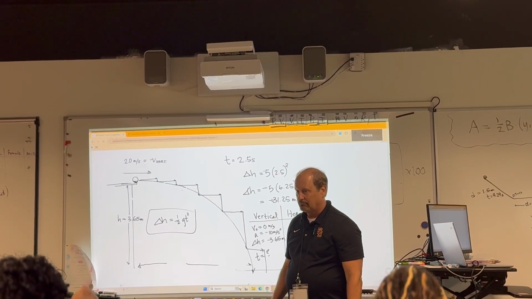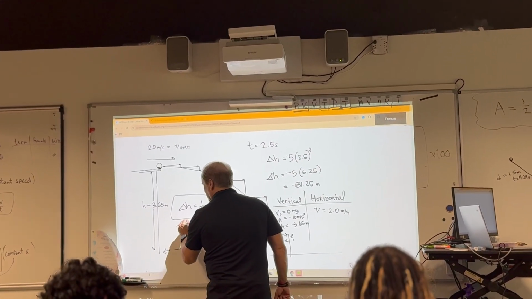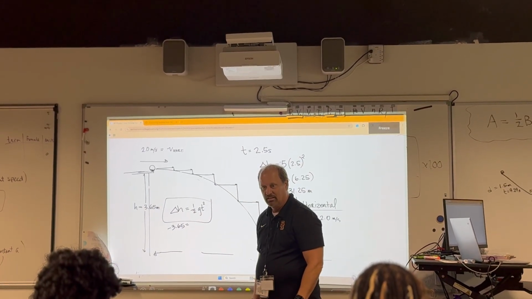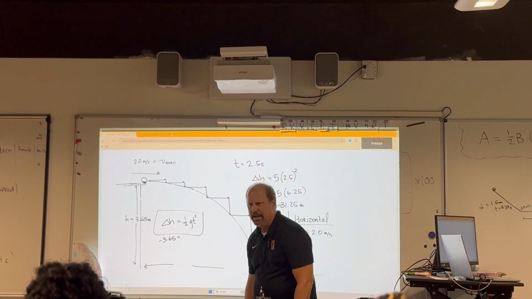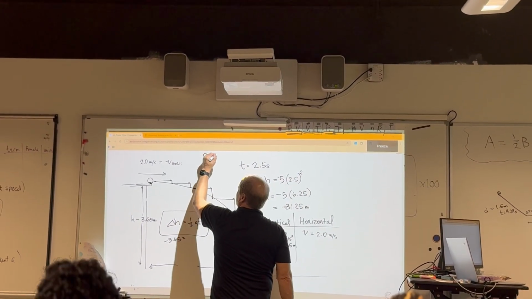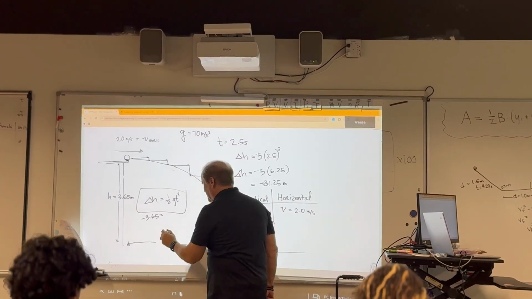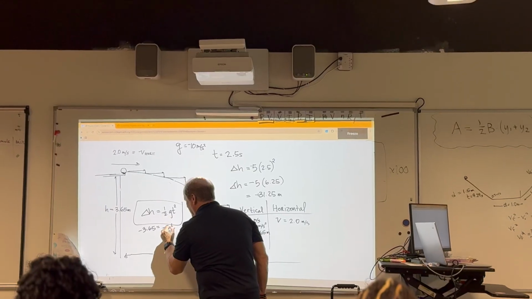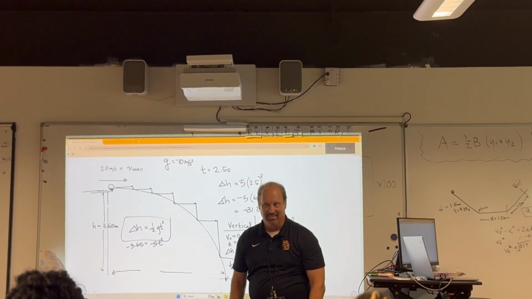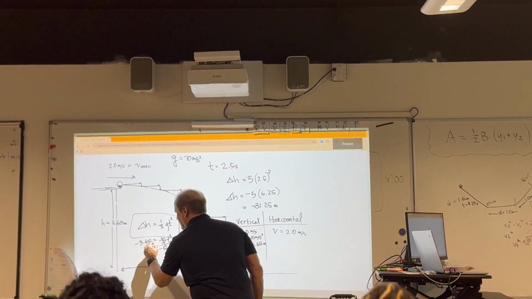But wouldn't the H be 3.6? Delta H is negative 3.65. What's half of G? G equals negative 10 meters per second squared. What's half of that? G is negative 5. T squared. Can we solve for T, people? Yes, we can. Divide both sides by negative 5.